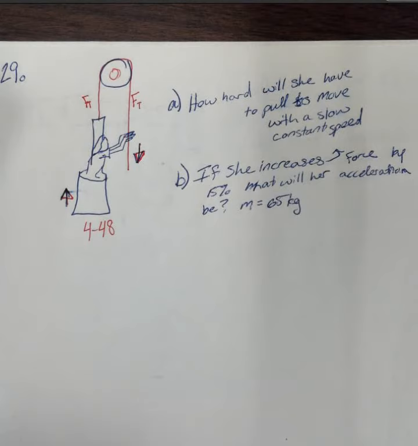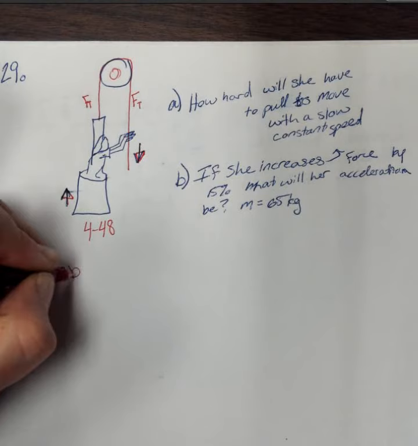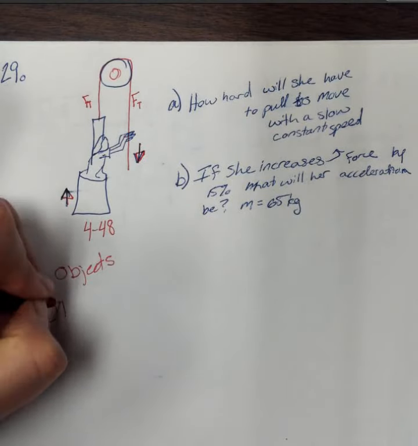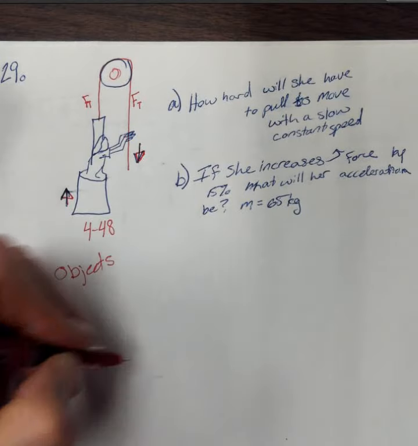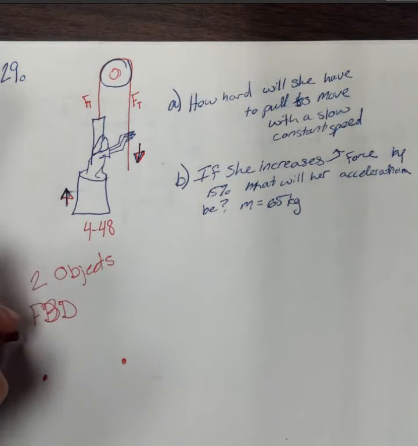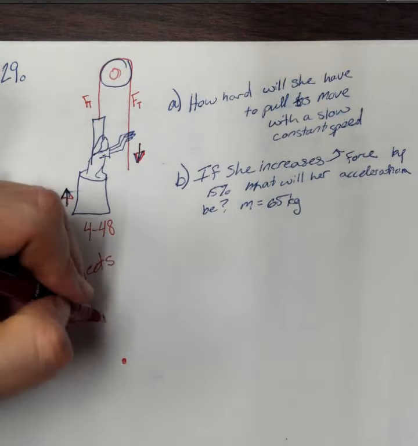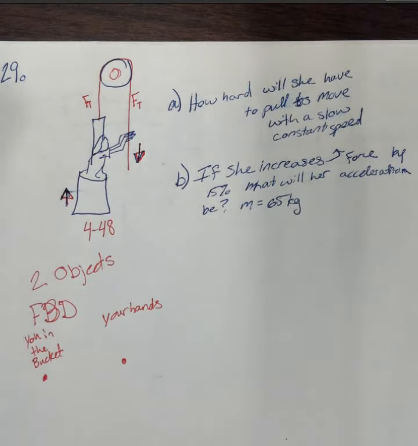Alright, that means that we actually, in this problem, have two objects. So we should be solving a free body diagram for each of the two objects. One of those objects should be you in the bucket, and one of them should be your hands. You need to consider in these situations what information you could use to solve this problem.